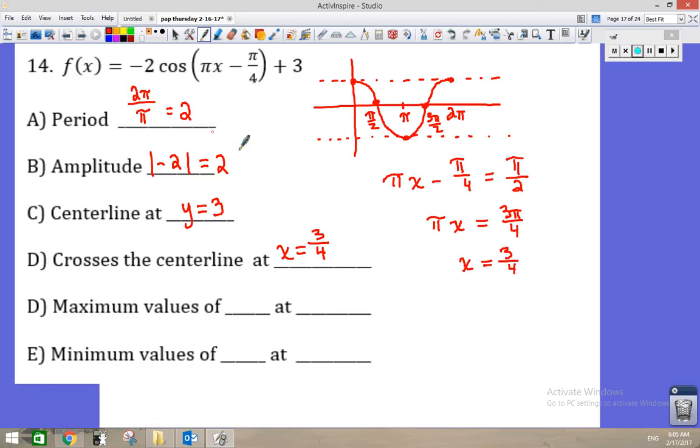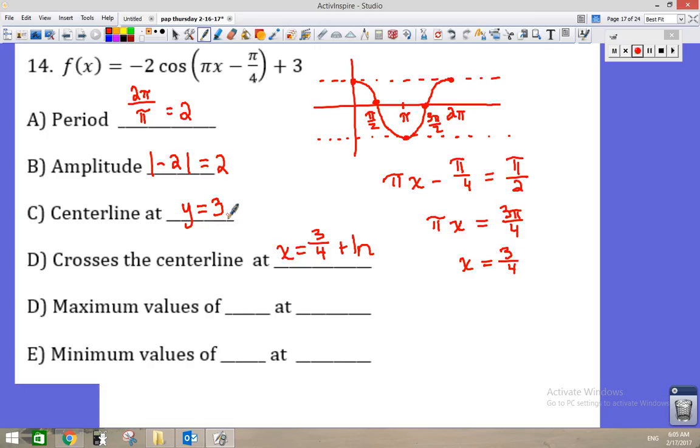Now, I know that the next time that you'll cross the center line is at half of the period, and since this period is 2, half of that is 1, and then if I take that 1 and multiply it by some integer n, then I can just continue going on bouncing from center line to center line, forward or backward.